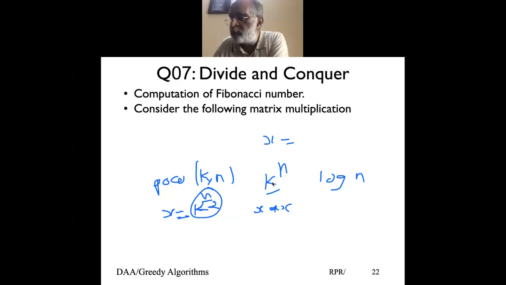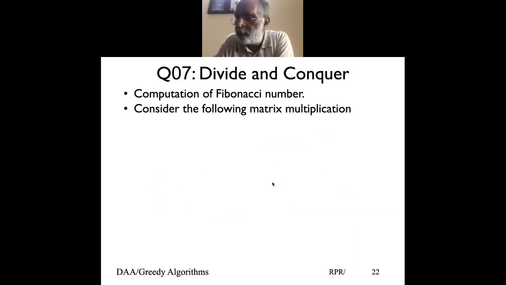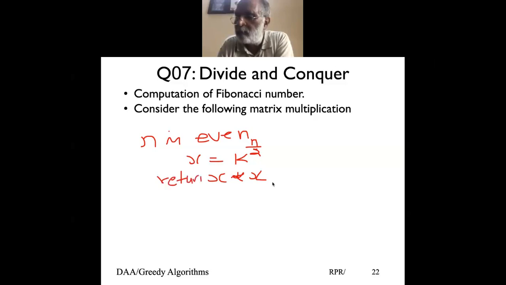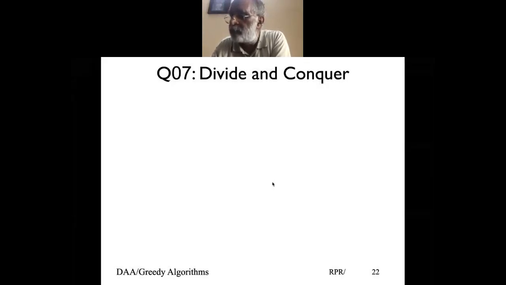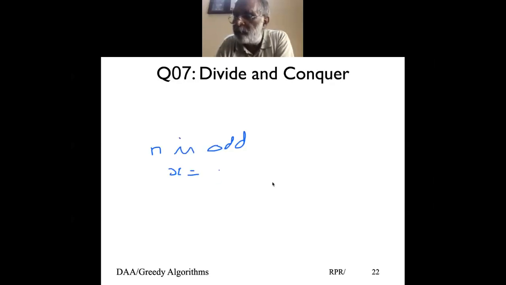If n is odd, so let me do it again. If n is even, then compute x as k raised to n by 2, return x star x. If n is odd, x is equal to k raised to power n minus 1 by 2 and return k star x star x.